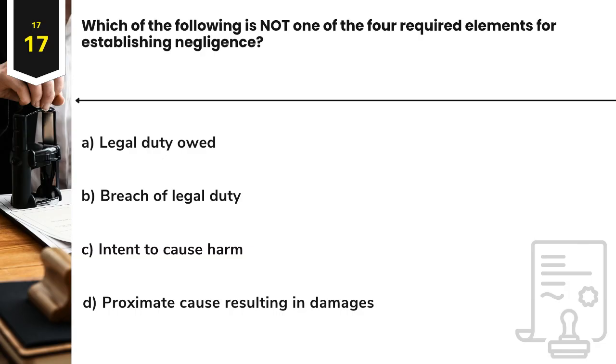Question 17. Which of the following is not one of the four required elements for establishing negligence? A. Legal duty owed. B. Breach of legal duty. C. Intent to cause harm. D. Proximate cause resulting in damages.